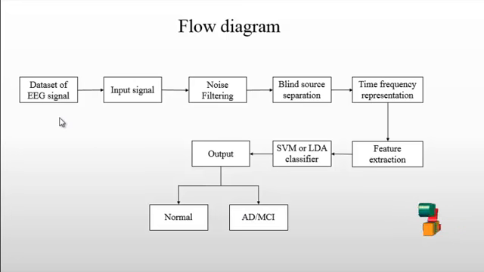So the dataset is a must. The dataset of EEG signals is the input signal, and then the input signal goes to processing. In the pre-processing, here we use a Butterworth filter to remove the noise, and then blind source separation. That is LL, LH, and HL. These are the basic concepts of the Butterworth filter and noise filtering of the process.